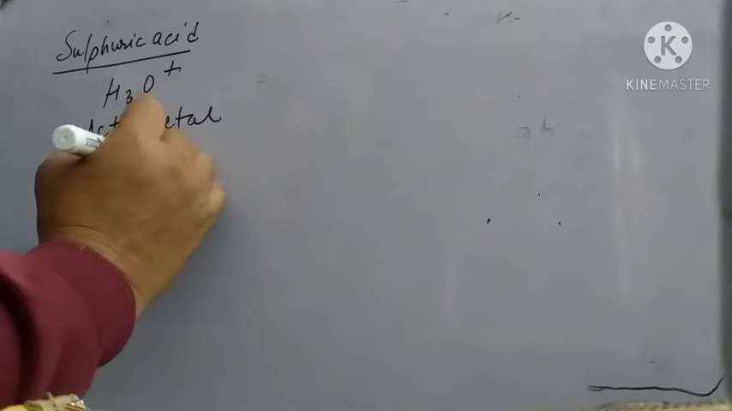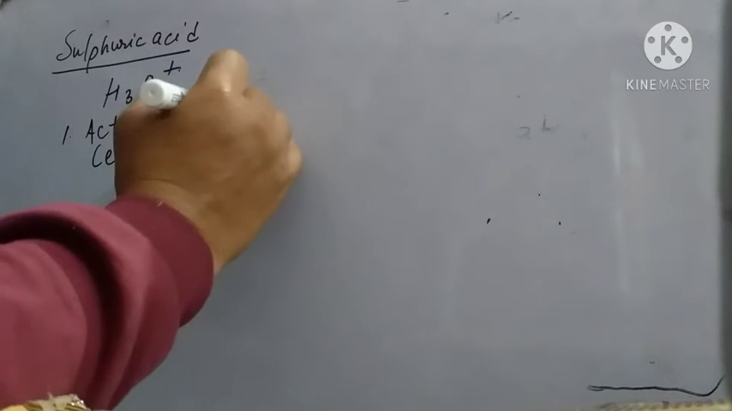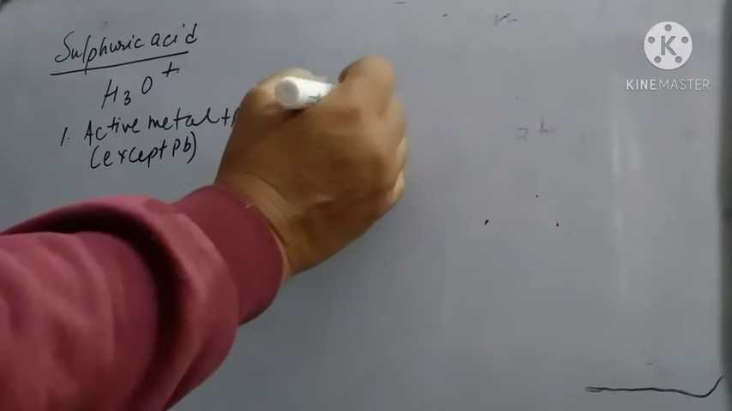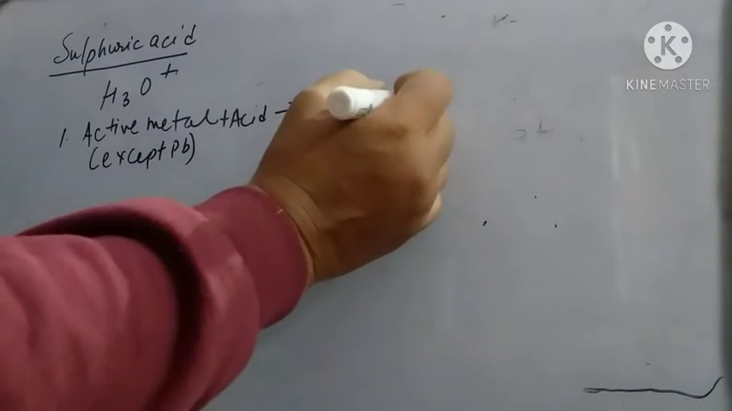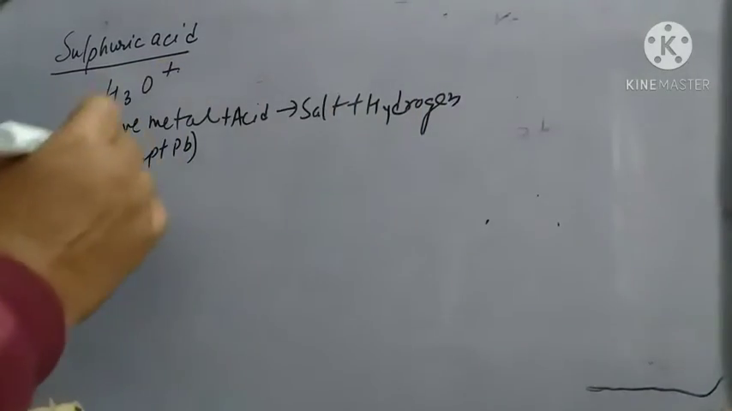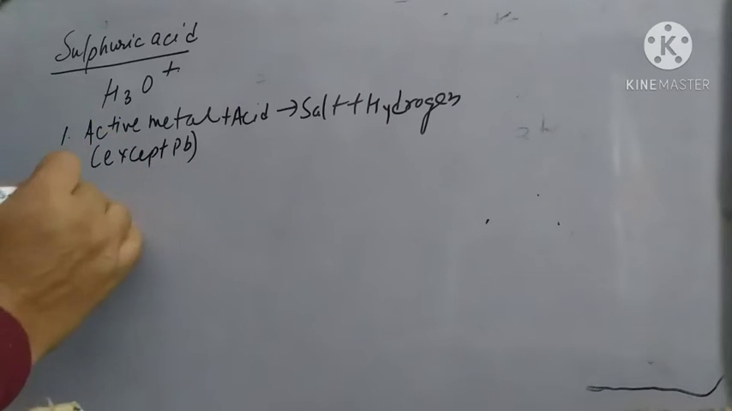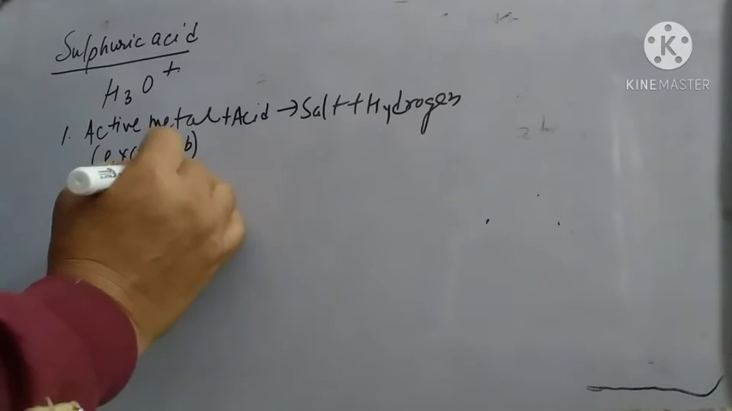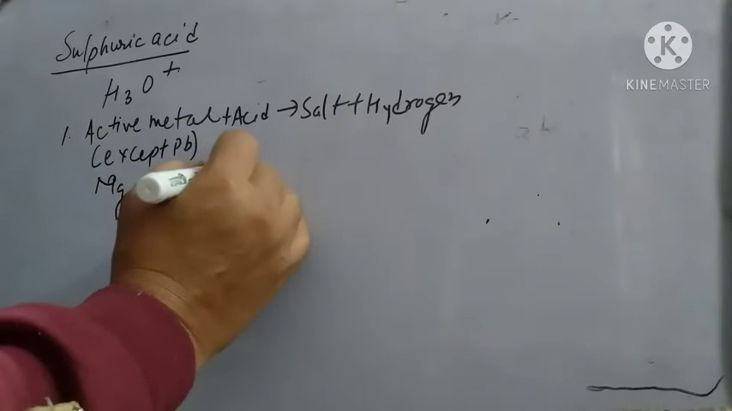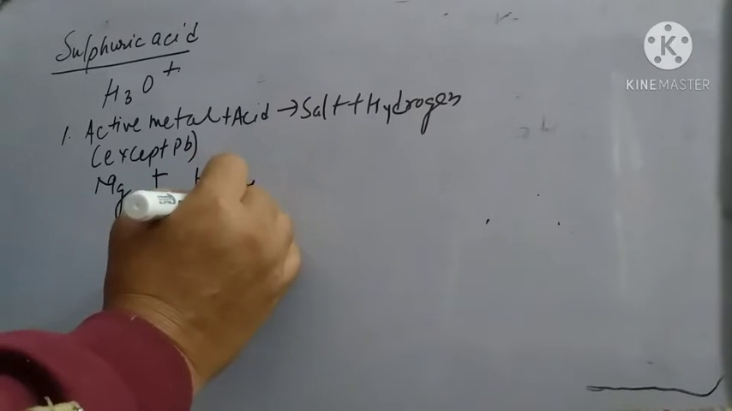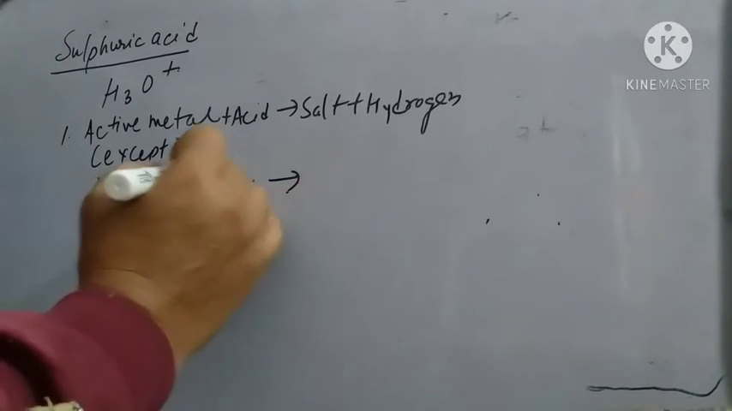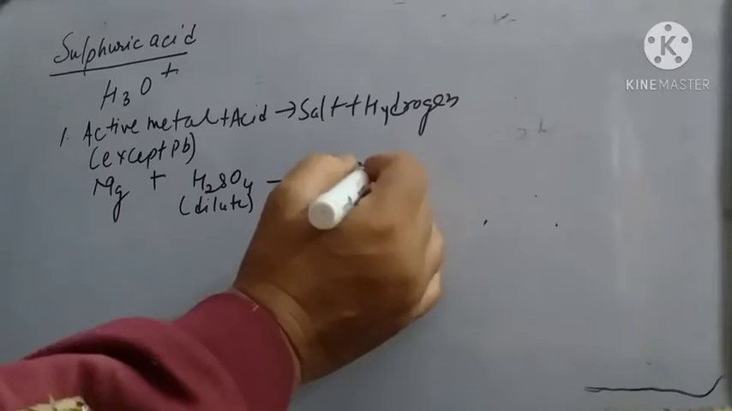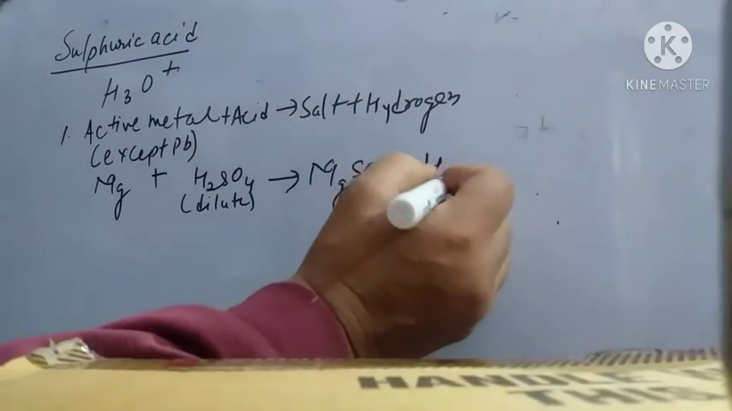except lead, plus acid gives salt plus hydrogen. We can take the example of any active metal, like magnesium plus dilute sulfuric acid, forming salt, that is magnesium sulfate, plus hydrogen gas.